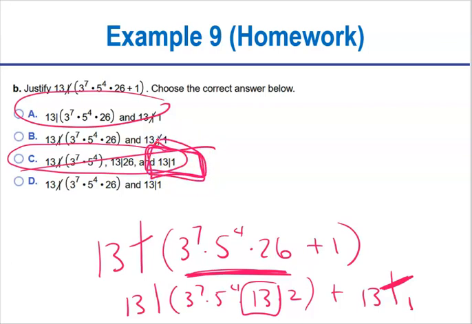Okay. And then the last one says 13 does not divide the first one. It does because of the 26. And 13 does divide 1. That's not true either. So both of those were false. Okay. Let's do another one.